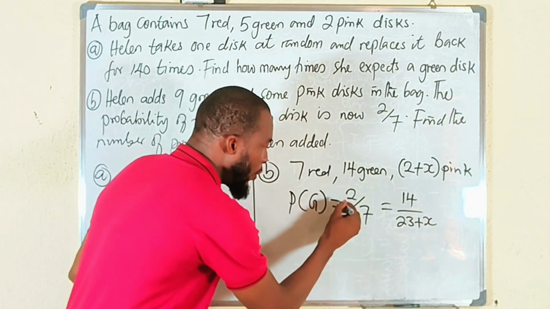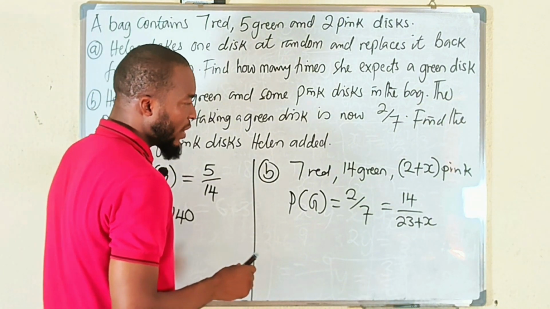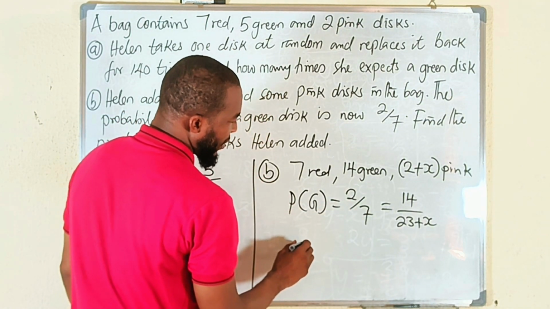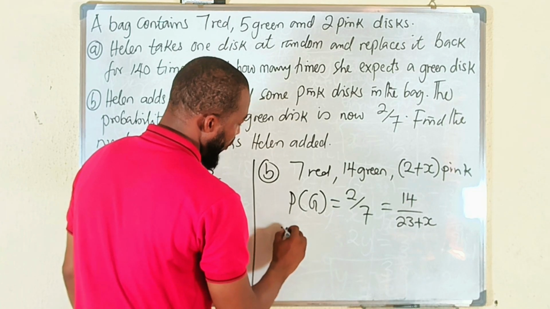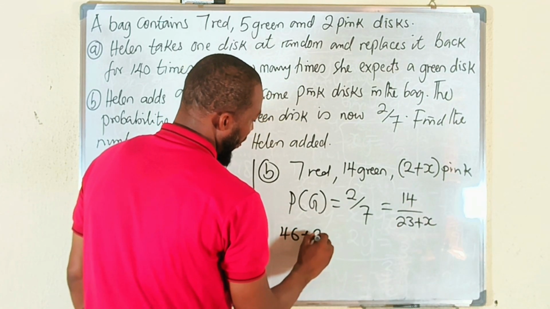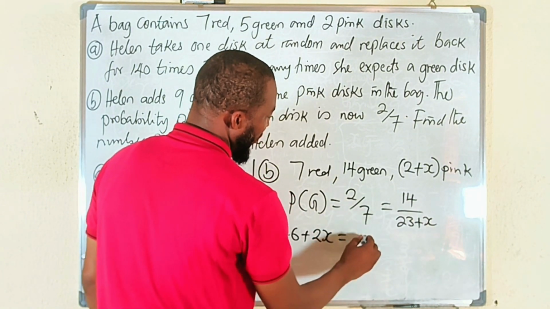So this is the equation we need to solve for X. How should we do that? I think we can cross multiply. 2 times 23 is 46. 46 plus 2 times X is 2X. And this is equal to 7 times 14 is 98.